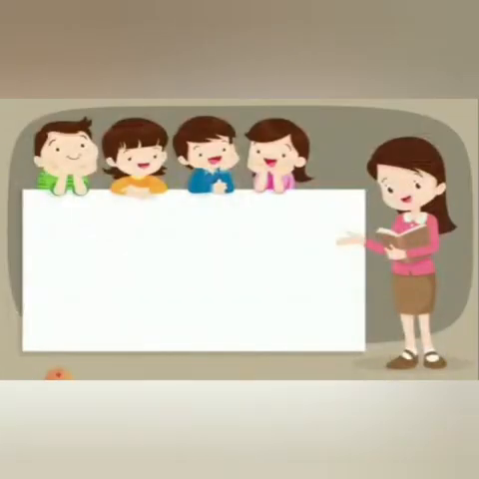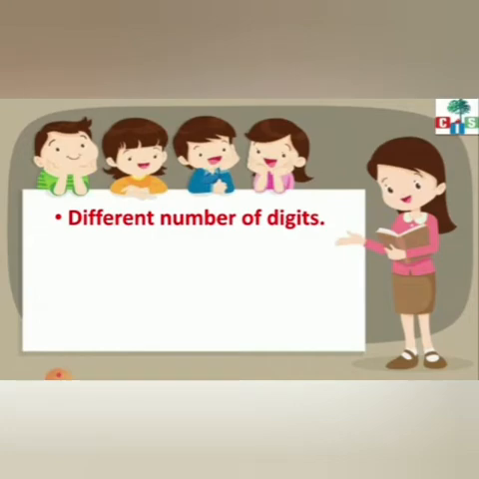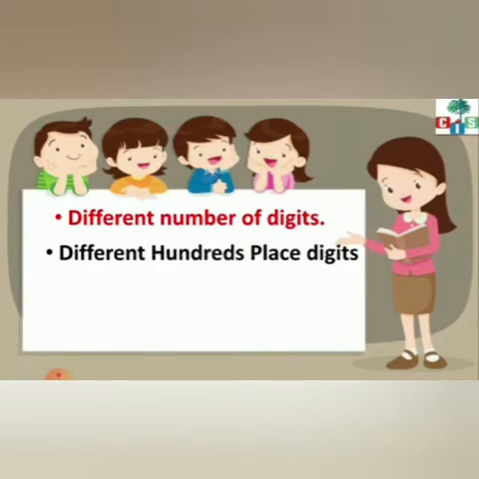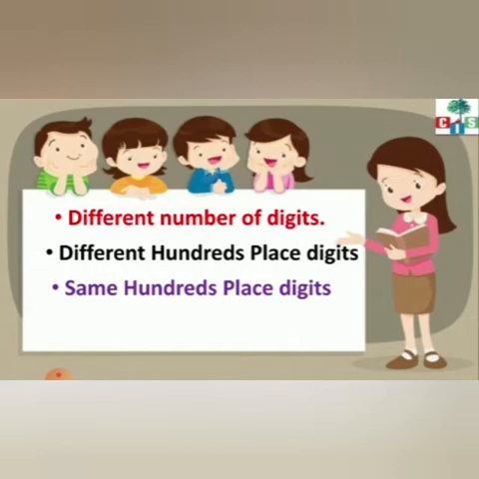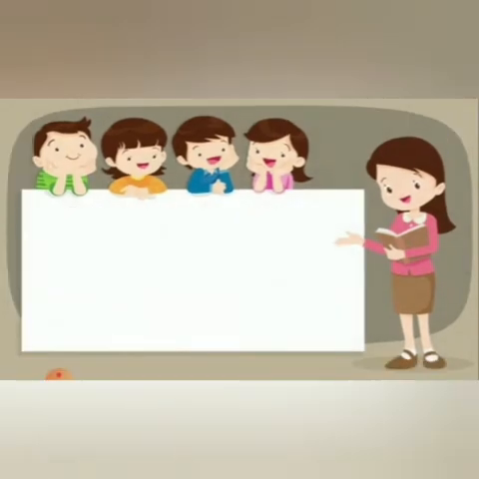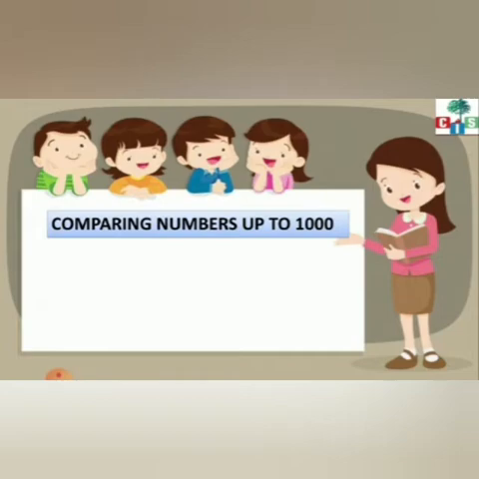Students, in the last session we completed our three topics: different number of digits, different hundreds place digits, and same hundreds place digit. We have finished these three topics. This is the continuation of the same topic, comparing numbers up to 1000, page number 69-70. So let's start.